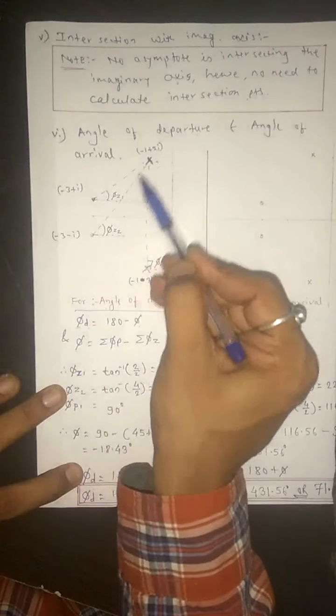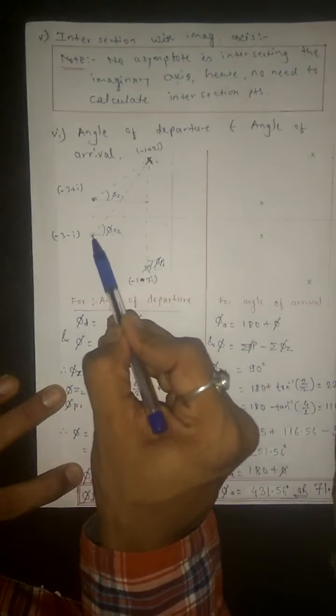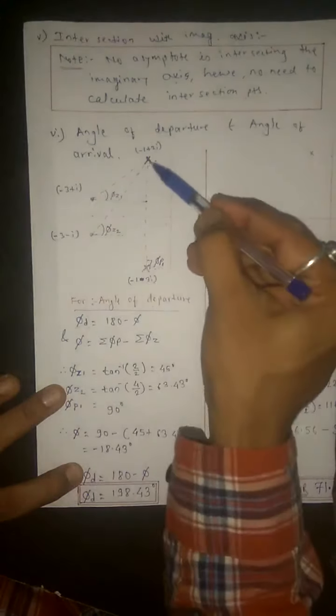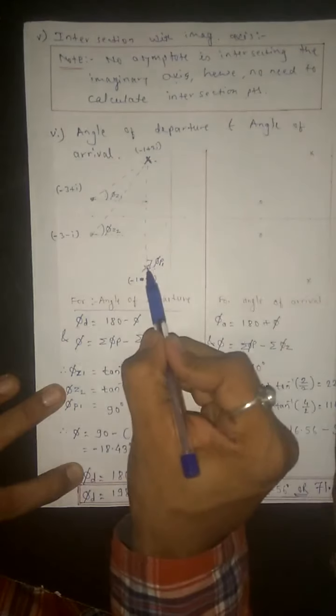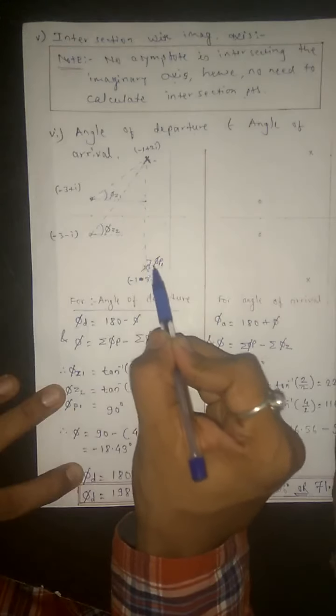So connect this pole to this zero by a dotted line, and draw a horizontal line. This angle will be phi z2, because it is the angle made by another zero. And this one is a pole, so connect this pole to this pole and draw a horizontal line. This angle is phi p1, because it is the angle made by the pole.